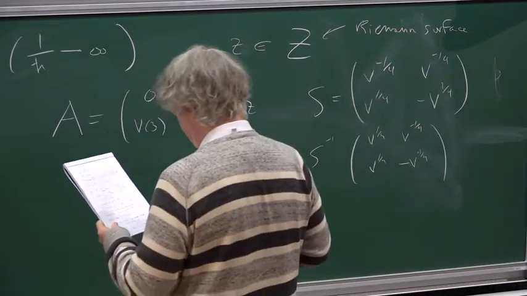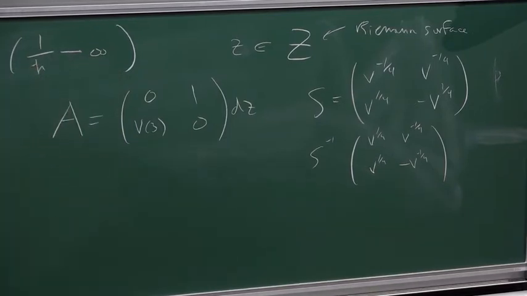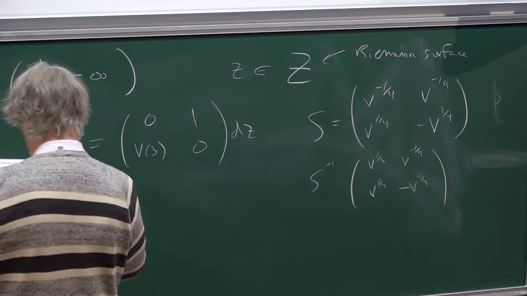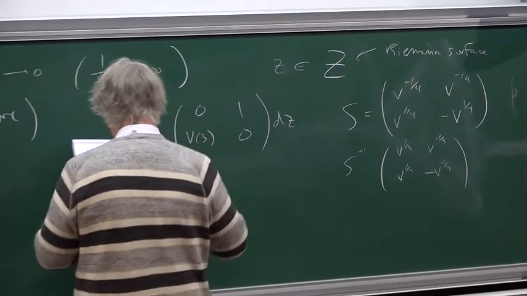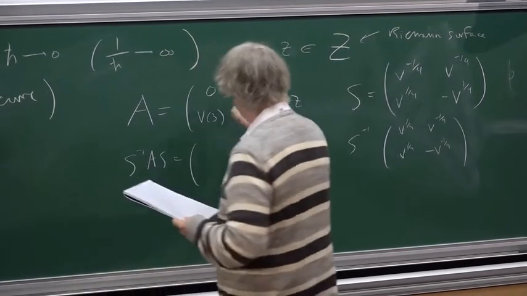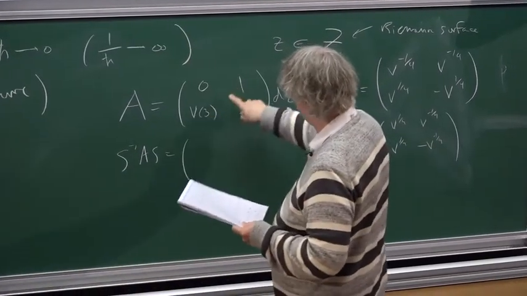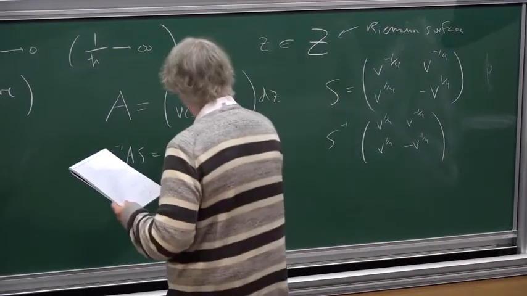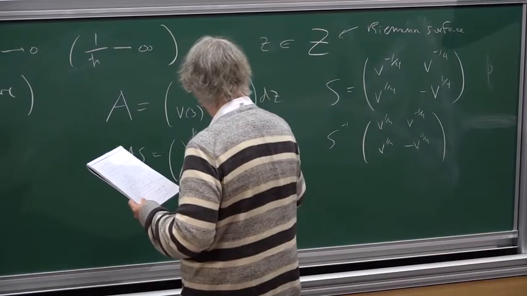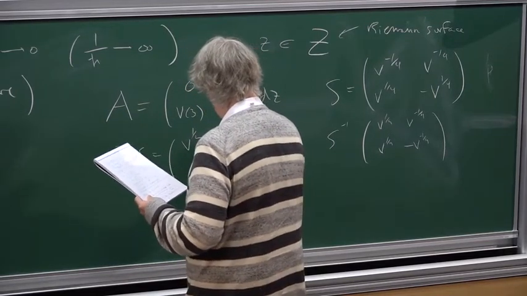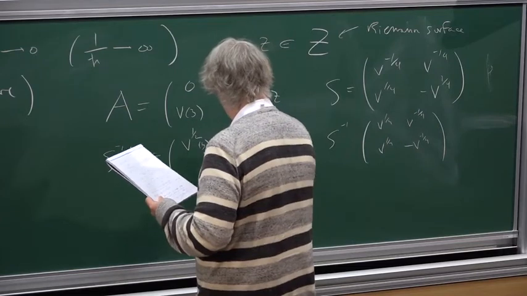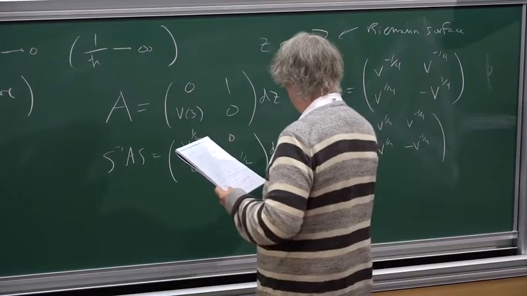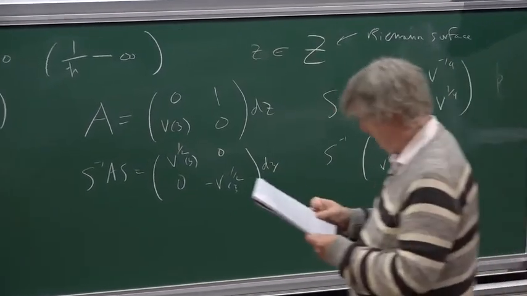But anyway, now what is S inverse times ds? S inverse A S, the diagonal matrix, is just what you think. V of Z is really the coefficient of a quadratic differential, and the eigenvalues are V to the 1/2 and minus V to the 1/2. You all know this better than I do.